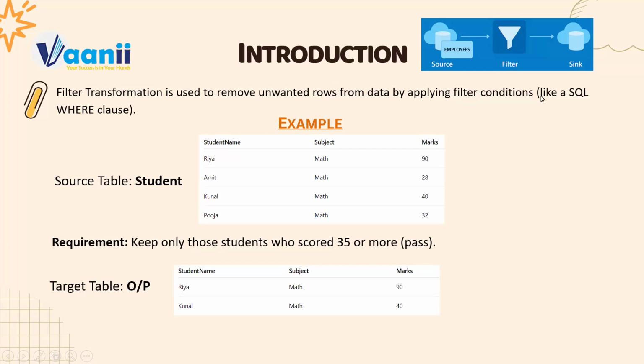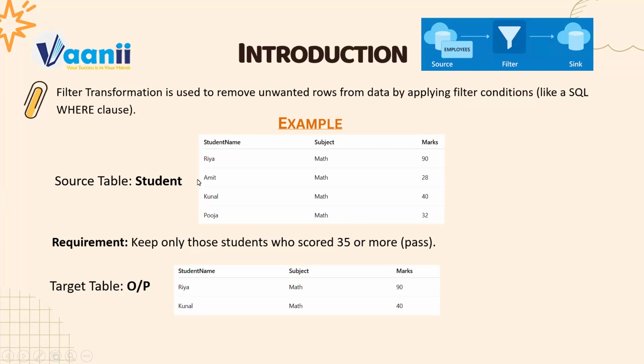We have filter conditions like whatever conditions we use after a where clause. Most of those conditions come into the filter transformation. Suppose we have one example here. We have a source table named student, containing students with their subjects and marks. The requirement is that we keep only those students who scored 35 marks or more, and remove those who scored less than 35.